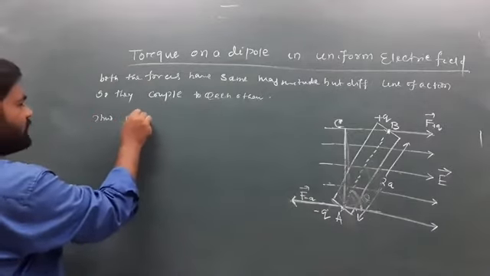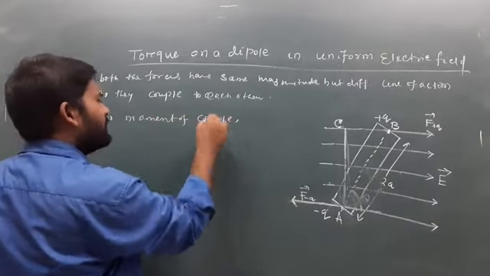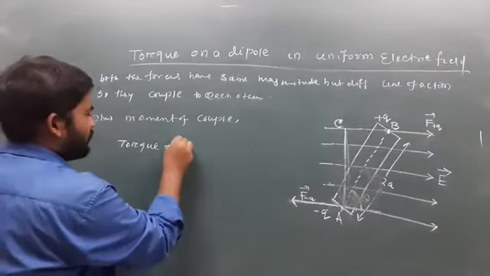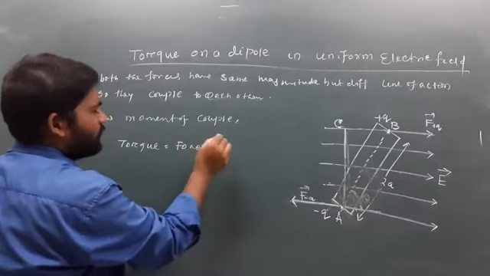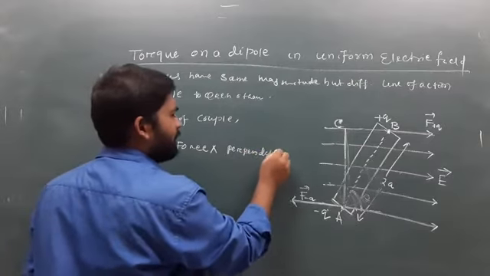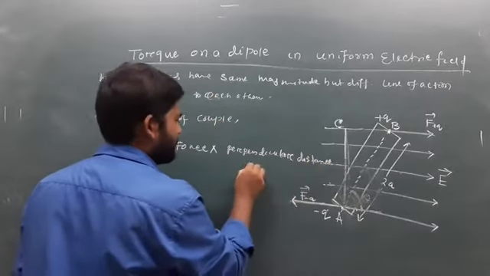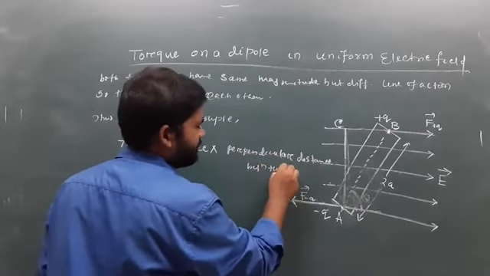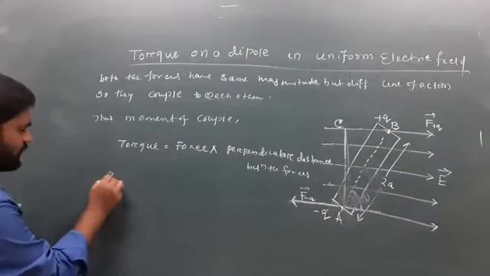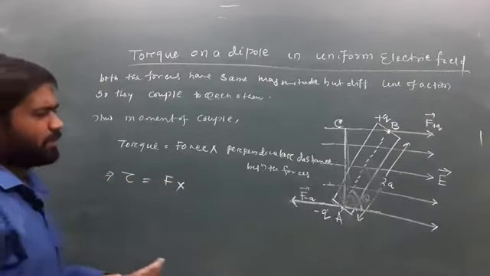Thus the moment of couple is called torque. Torque is equal to force into the perpendicular distance between the forces. So torque tau equals F into, what is the perpendicular distance?